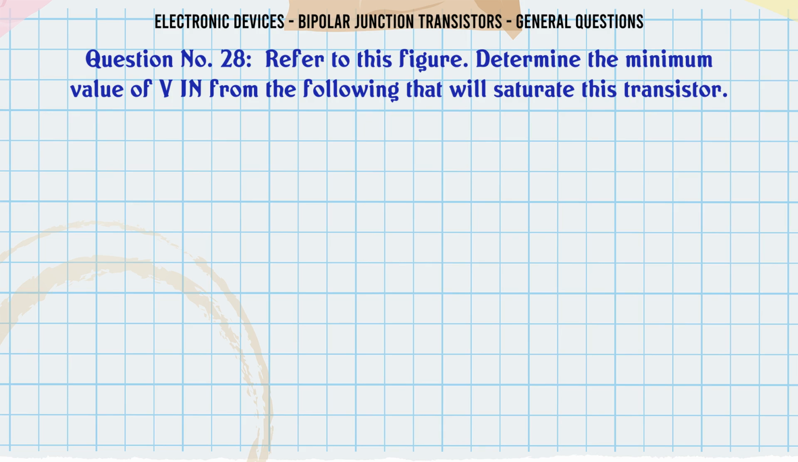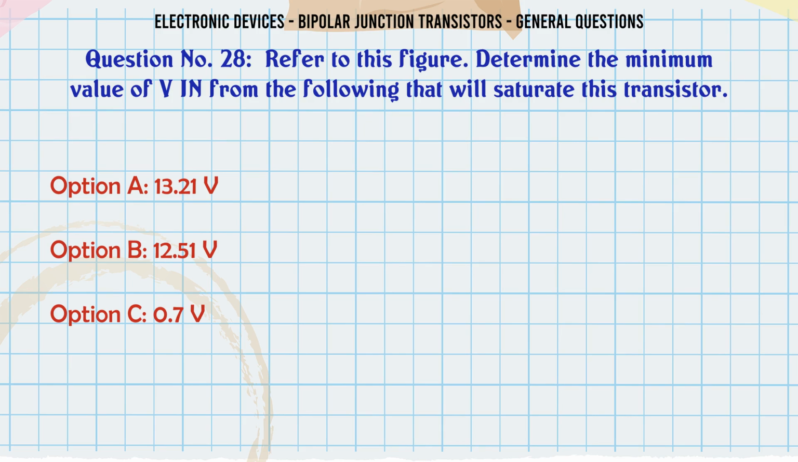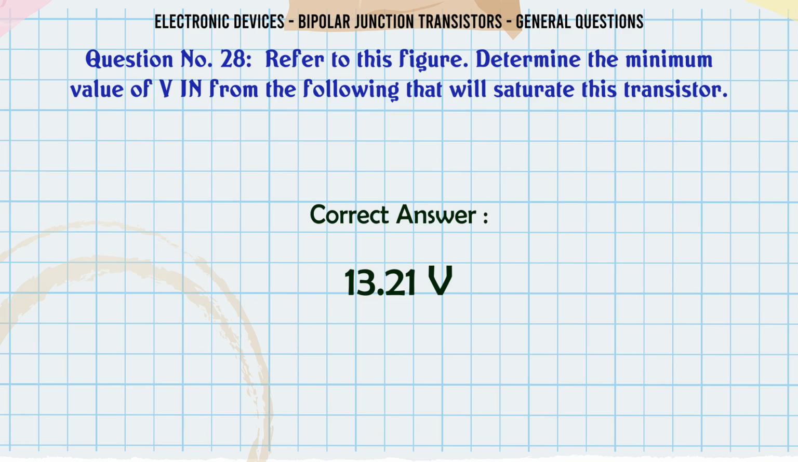Refer to this figure. Determine the minimum value of Vin from the following that will saturate this transistor. A 13.21 V, B 12.51 V, C 0.7 V, D 9.4 V. The correct answer is 13.21 V.